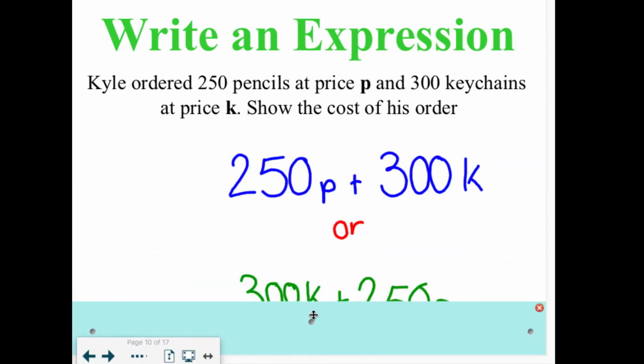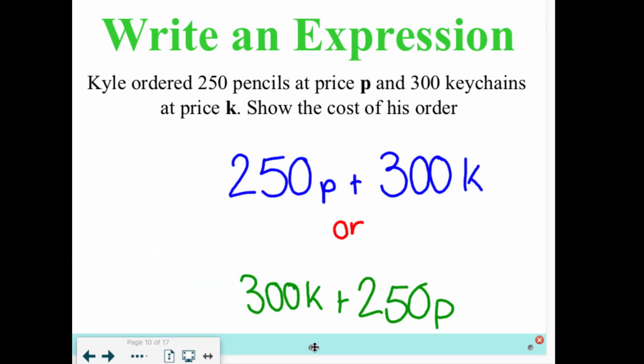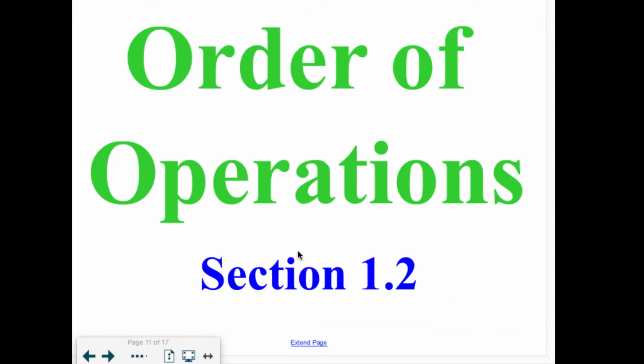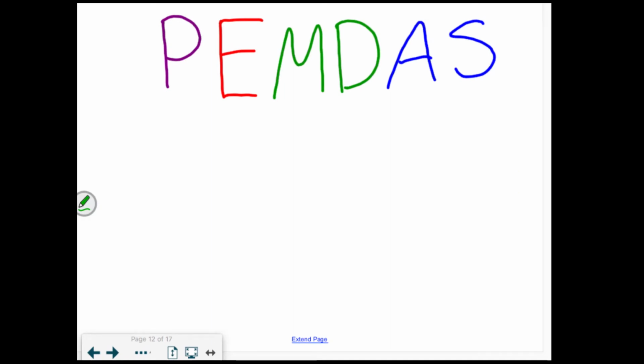So there are 2 different ways you could have written this out: 250p plus 300k, or 300k plus 250p. The other thing we're going to talk about in this video is order of operations. So we have PEMDAS, which is something that you learned back maybe in like 3rd, 4th grade, which stands for parentheses, exponents, multiplication, division, addition, and subtraction.